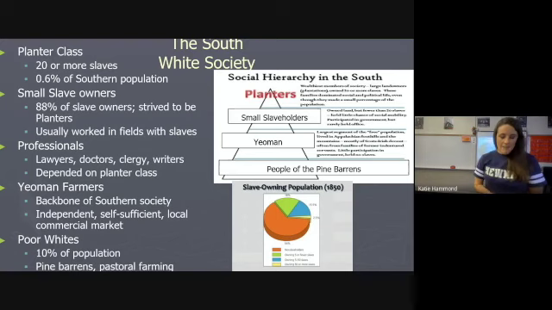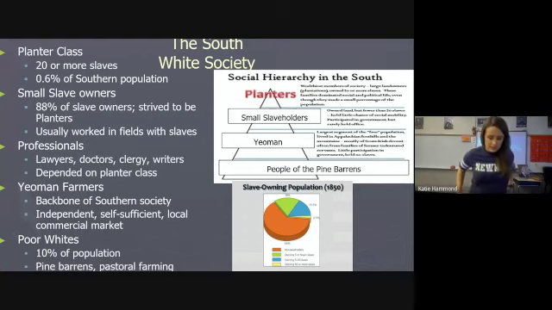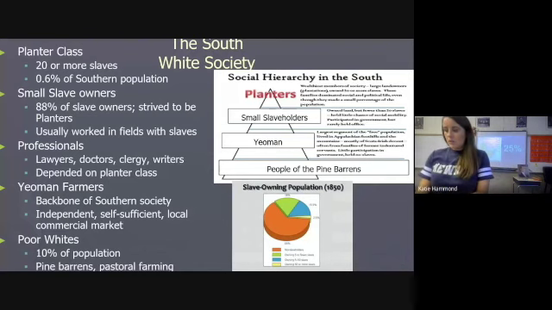And like the Delta area where the big mansions are, a lot of people view these white males as poor white trash, which is kind of interesting. People of the Pine Barrens, it's the bottom, and it's 10% of white Southerners. And they usually were squatters.